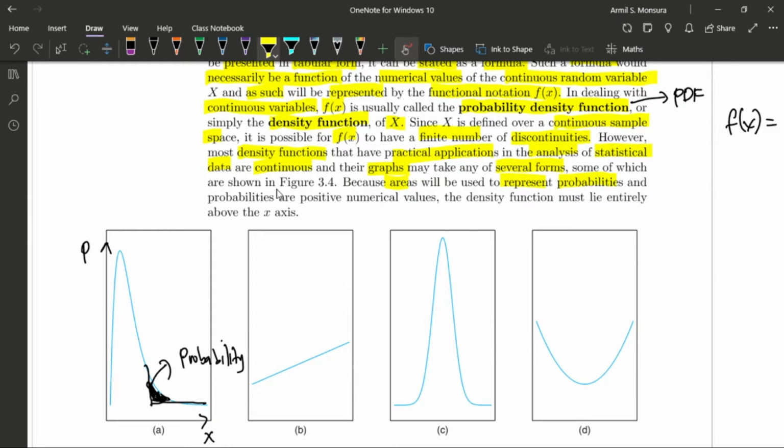And probabilities are positive numerical values, which implies that the density function must lie entirely above the x-axis. Since probability is positive, and positive probability means positive area, the area that we are looking for should be above the x-axis.